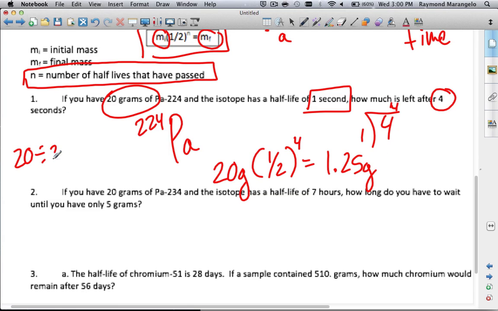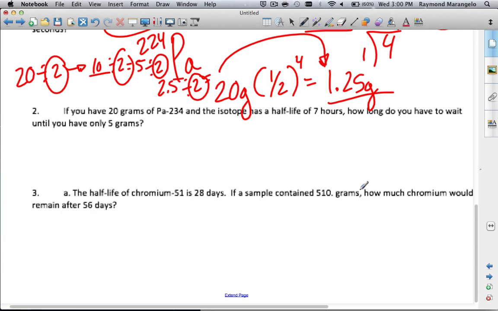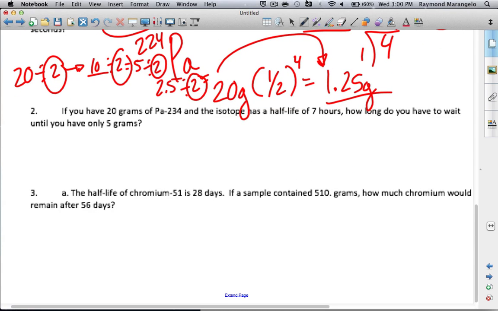You could have done that the other way too. You could have done 20 divided by 2, and then that answer would be 10 divided by 2, which would be 5, divided by 2, which would be 2.5, divided by 2, which would be 1.25. So there's your 1, 2, 3, 4 half-lives, and you get the same answer. Do a couple more examples, and I think that's the end of your notes.